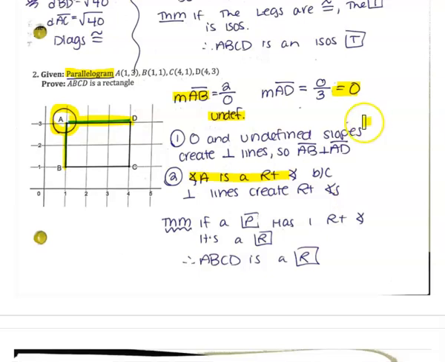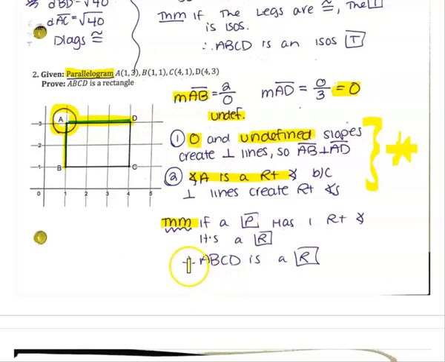So these are the 2 things, I'll put a little star here, that you would have to write. Again, I'm not really talking about negative reciprocals, but I'm emphasizing the fact that I know that 0 and undefined slopes always make perpendicular lines. So just a little bit different than what we did on our previous lesson. I tied it back to a theorem. If a parallelogram, which I have, has one right angle, it's a rectangle. Therefore, ABCD is a rectangle.